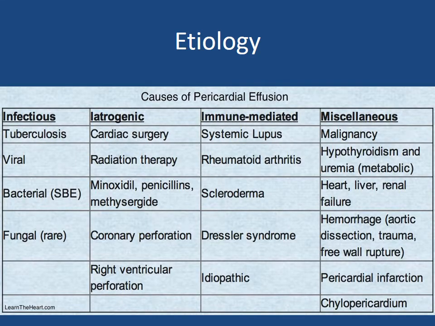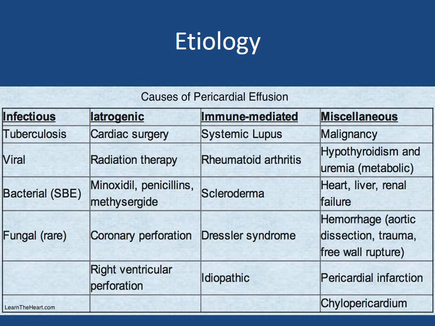This table shows the different causes or etiology of pericardial effusion. Broadly, we classify pericardial effusion into the infectious group, iatrogenic, immune-mediated diseases or miscellaneous causes. Among the infections, tuberculosis is the most common cause of pericardial effusion, while other bacterial, viral and fungal infections are also included in this.